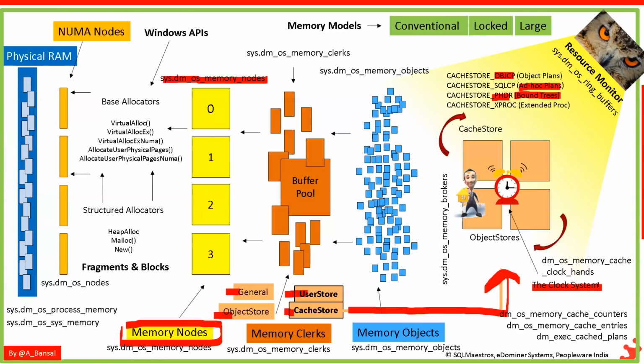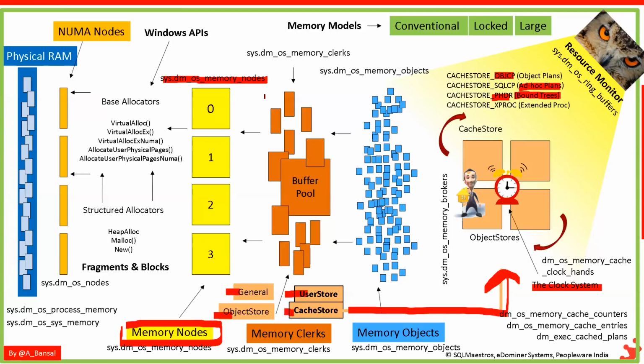And this is very high churning. So imagine a heavy transactional system where there are hundreds of ad hoc queries coming in with lots of different parameter values. So you can imagine what kind of churning will be required. So the SQL Server Engine puts this brokering system and the clock system in place to make sure that these cache stores are very efficient. Okay, now let's go back to the clerk.